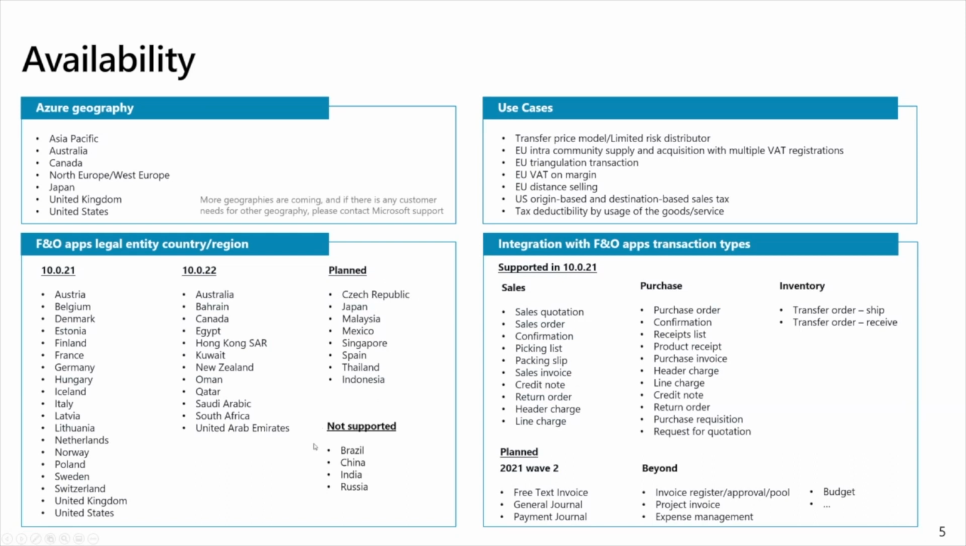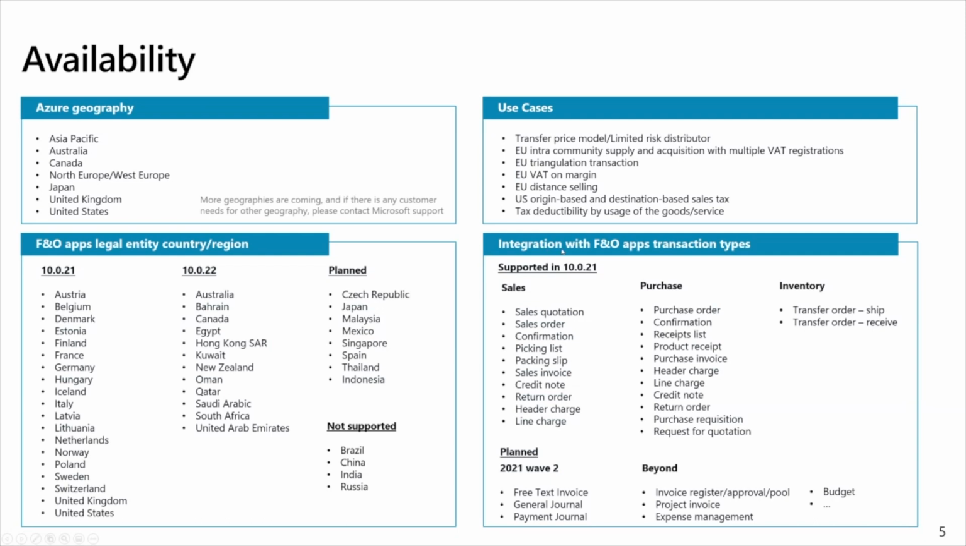And just to mention, there are 4 countries we don't support in tax calculation service: Brazil, China, India, and Russia, because of the heavy localization there or the infra issue. So they will continue to use the existing tax engine. And for India, we suggest you use our global tax engine.